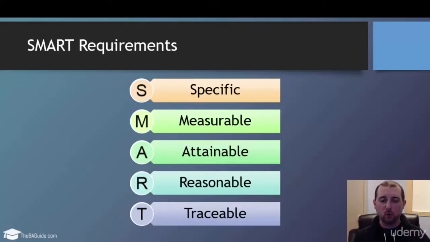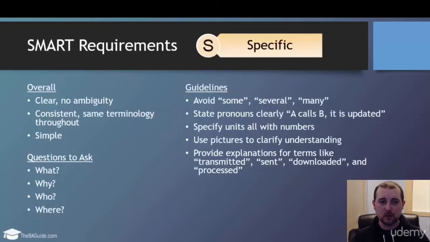So when you think about what is a good requirement, it is a SMART requirement. And what I mean by that is that it's specific. We'll go into each of these in more detail throughout the next slides, but it's specific, it's measurable, it's attainable, it's reasonable, and it's traceable. So again, we'll go into all the details of this, but just remember, a good requirement is a SMART requirement. So let's jump into specific first.